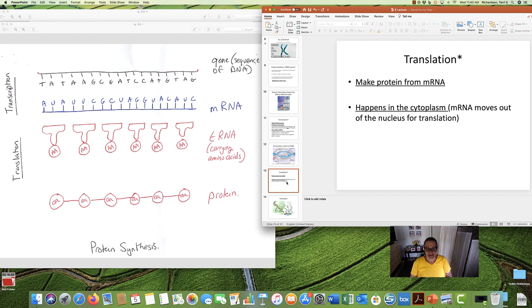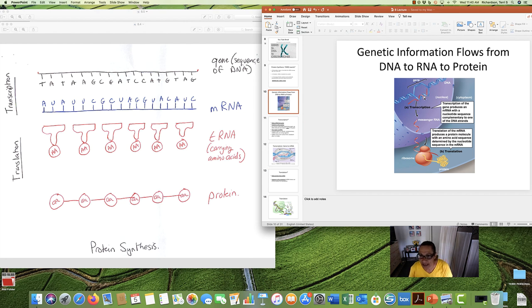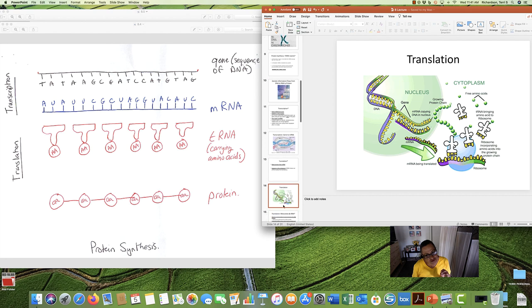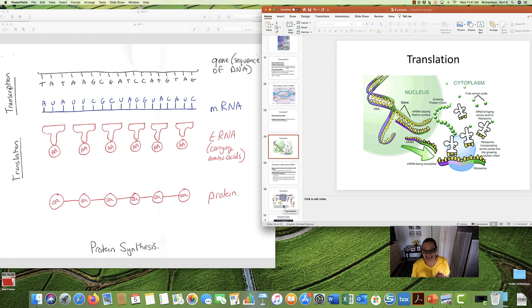Translation, second step. We are now going to actually be making the protein from the mRNA. This happens in the cytoplasm, not in the nucleus. As we saw in our earlier picture, once we make the mRNA, the red little ribbon thing, it leaves the nucleus and translation happens in the cytoplasm. So we're making the protein from the mRNA, and it does happen in the cytoplasm. Now let's look at translation in a bit more detail.